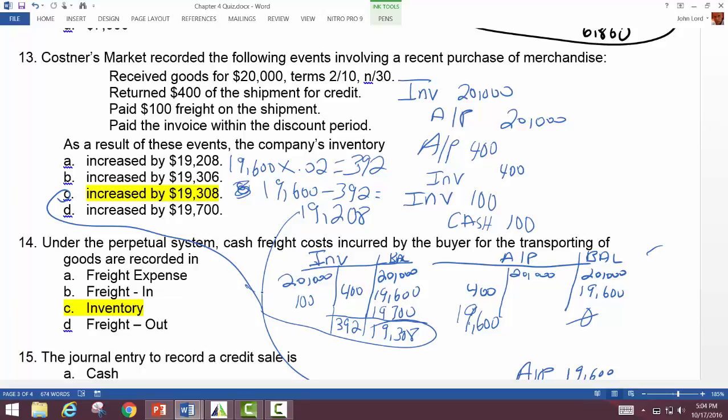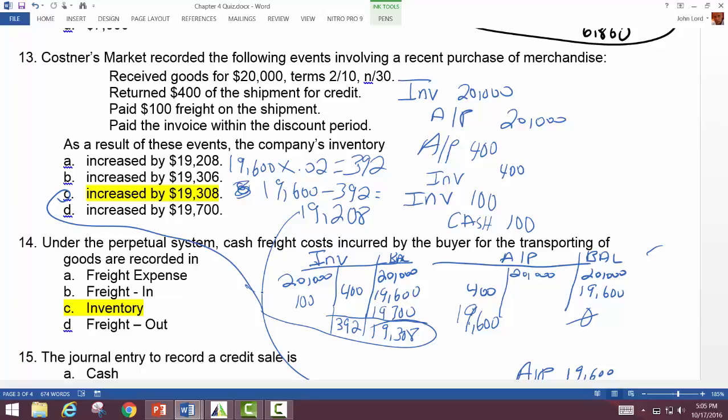So right now our inventory is up to 19,700, right? The 19,600 plus the $100 is making 19,700, right? Okay, good. Then the problem tells us that they paid within the discount period.